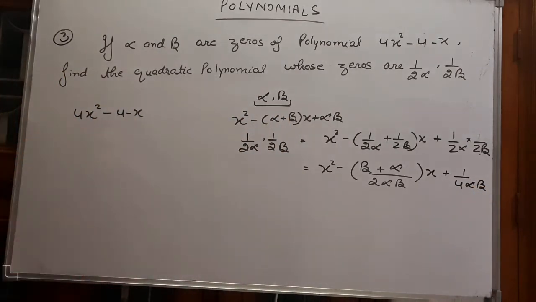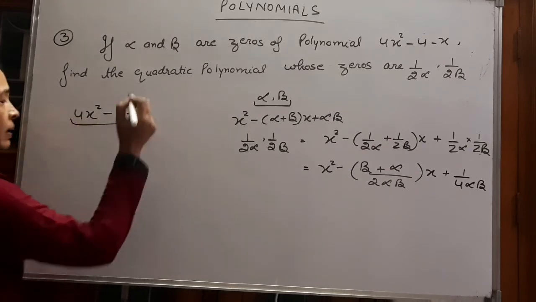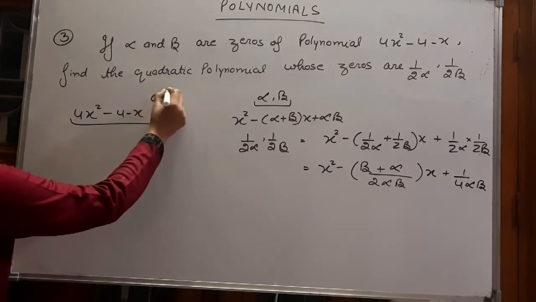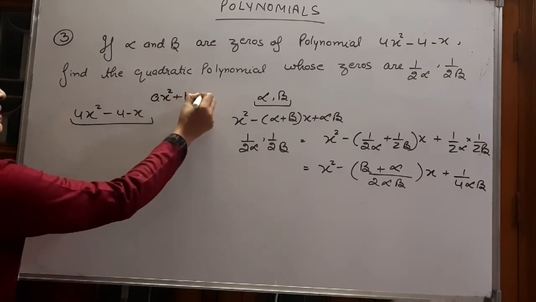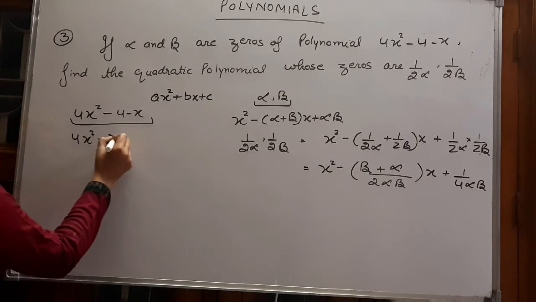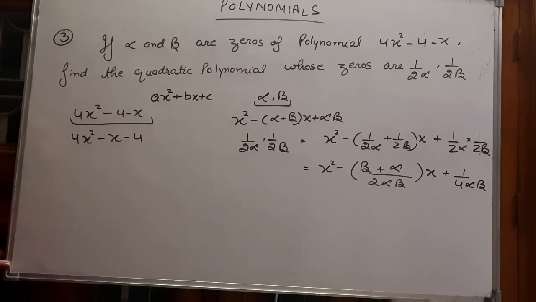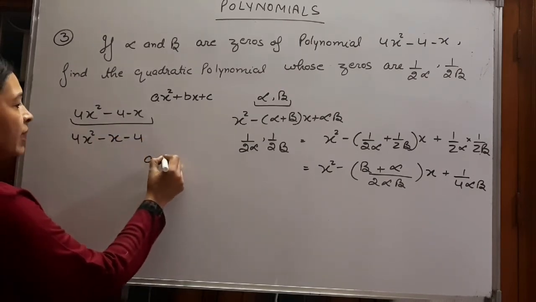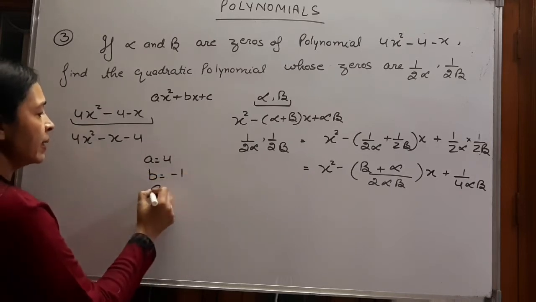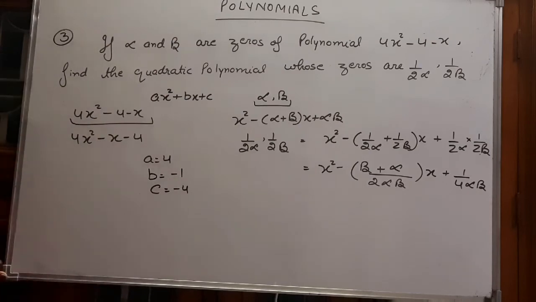Now, back to our given polynomial. This polynomial is 4x square minus 4 minus x. First, change it in the general form, which is ax square plus bx plus c. We will take 4x square minus x minus 4. What is a in this case? We have a as 4. What is b? Minus 1 and c is minus 4.